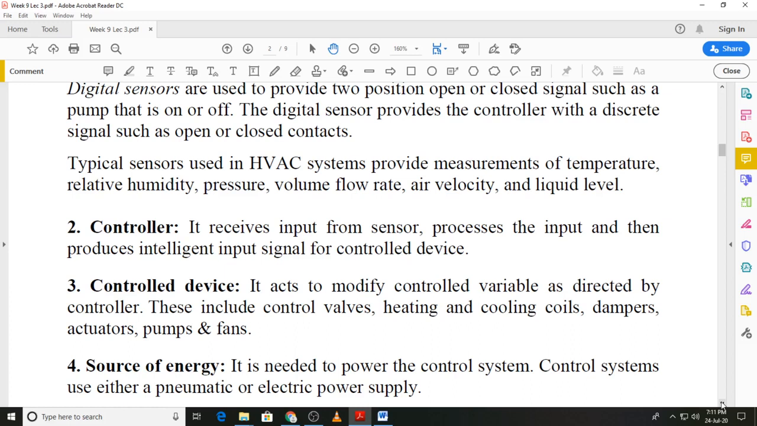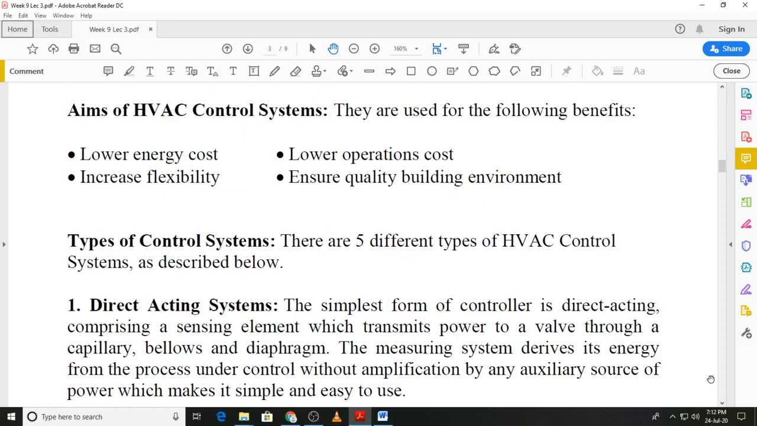The source of energy, we need a source to power the control system, and they can be the sources of energy that can be either pneumatic or electrical power supply. Now in a modern HVAC control system, the control system should fulfill certain objectives, and one of the principal factors is now the energy consumption. So lower energy cost and lower operations cost, to have increased flexibility, and definitely assuring the quality inside the conditioned environment. These objectives are all fulfilled by using a proper HVAC system.